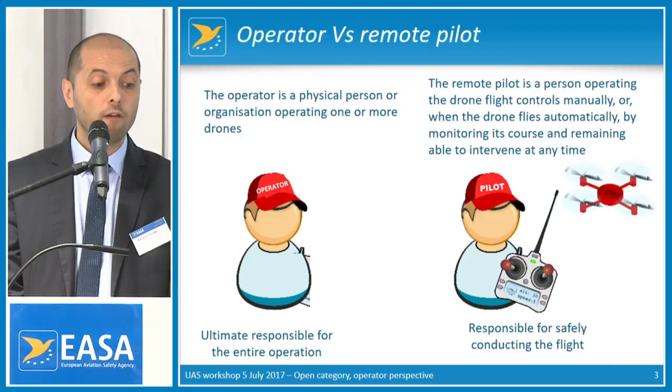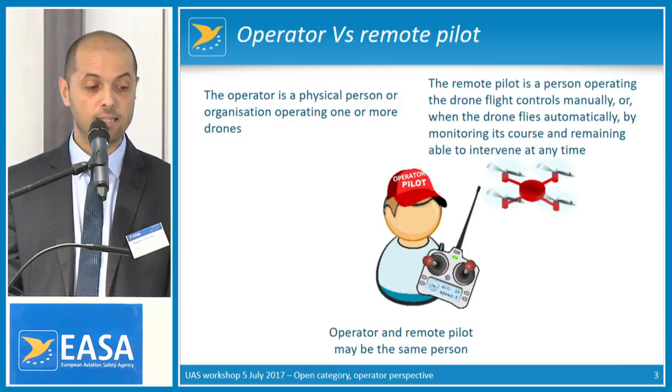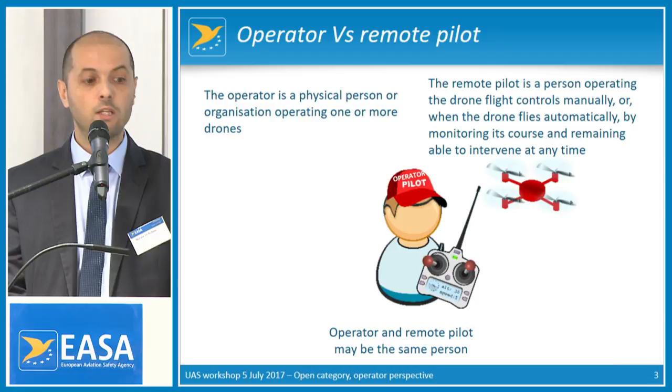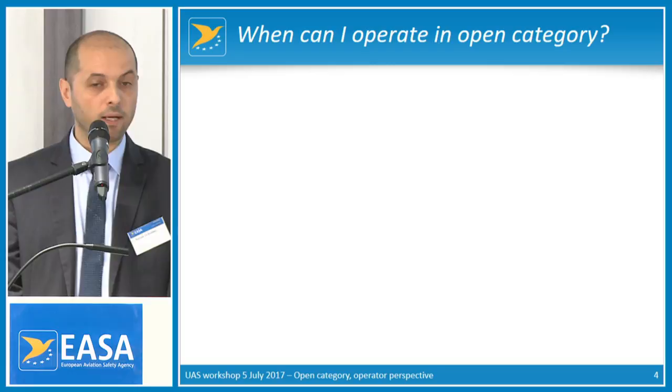Now, these two figures can also be in the same person. So in case of very small companies or in case of leisure flight, the person needs to comply with both responsibilities, of the operator and of the remote pilot. Now, when can I operate in the open category? I'll already give you the high-level indication.